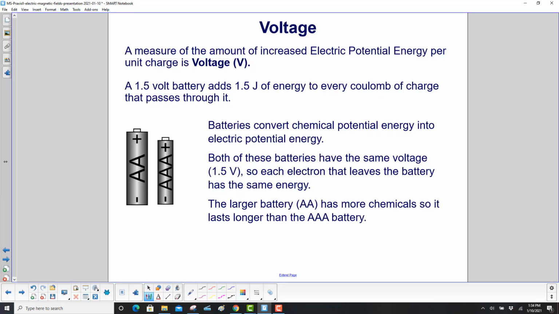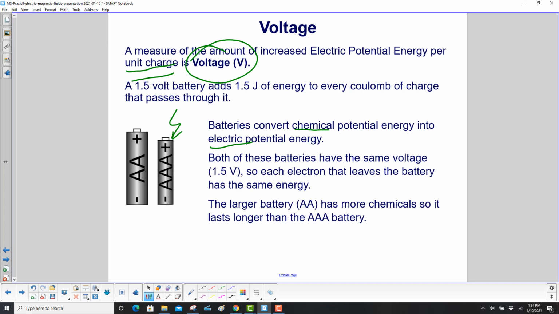A measure of the amount of increased potential energy per charge, per unit charge, is voltage. A 1.5 volt battery, like a AA or a AAA battery, adds 1.5 joules of energy to every coulomb of charge that passes through it. Batteries convert chemical potential energy into electric potential energy.